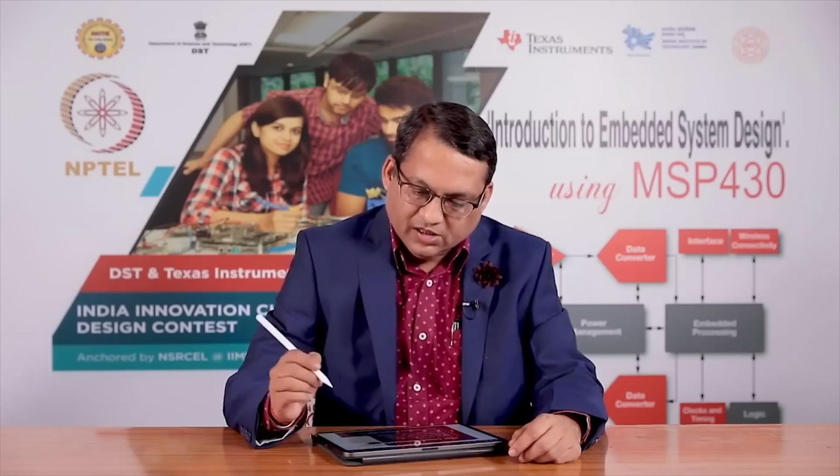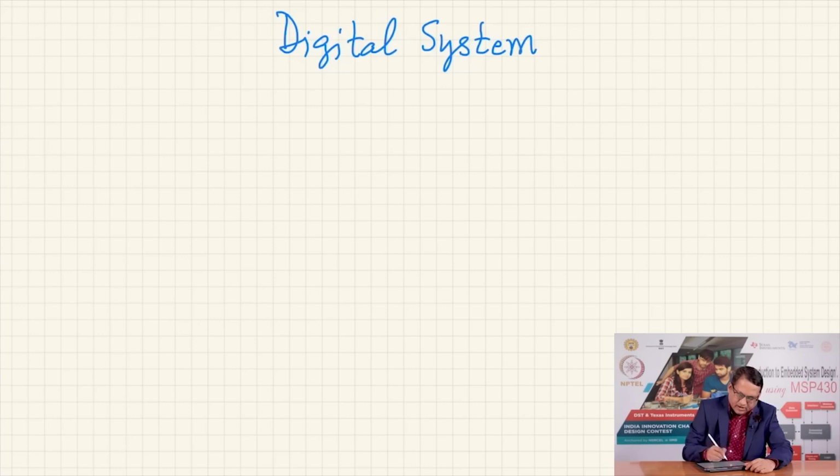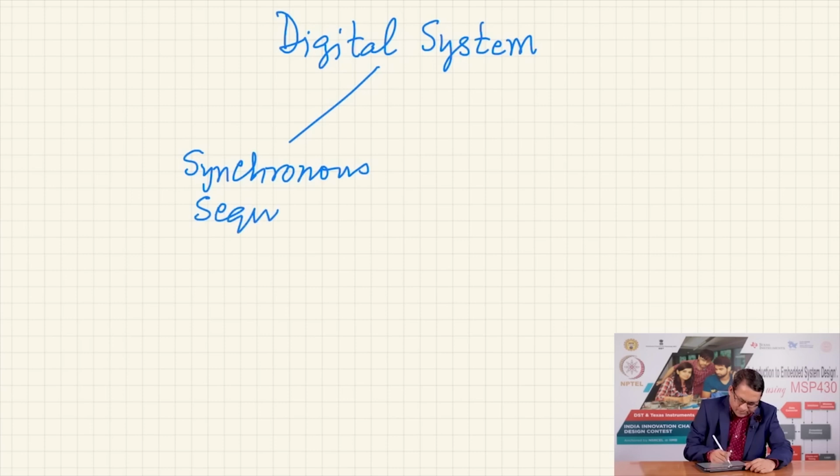Now, digital circuits can be designed in two ways: what is called asynchronous sequential circuits, and the other type is synchronous sequential circuits. So, any digital circuit or system could be designed in two ways: synchronous sequential mode and asynchronous.